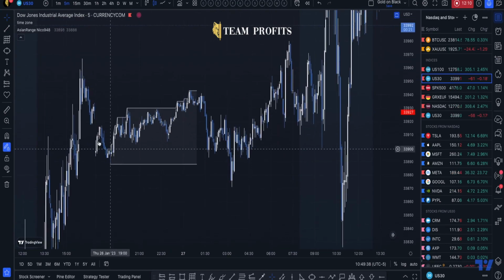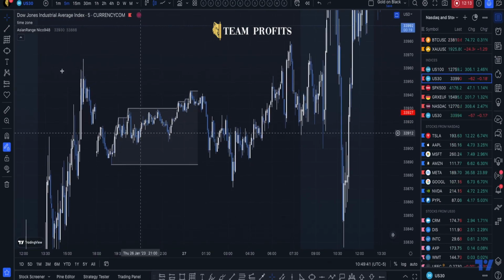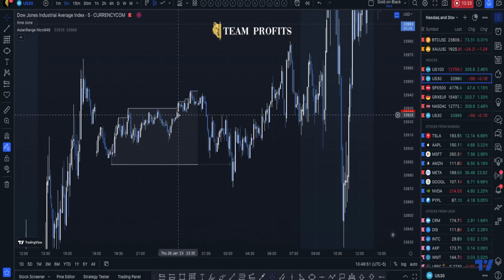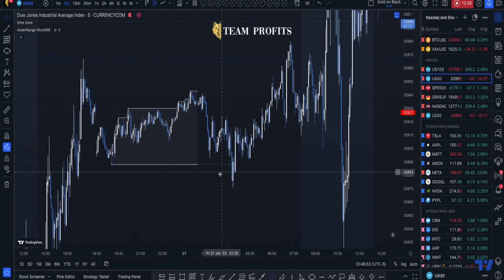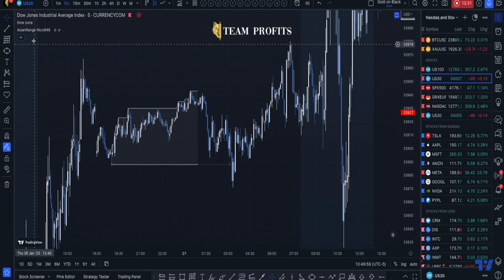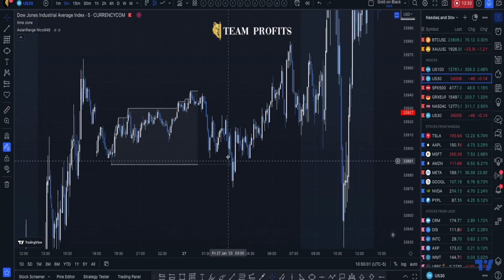Consolidation. You see, this day was more moving sideways. And again, look at what happened. London opens and it will either take liquidity. If you're trading London session, you can actually take this and trade it. If you know the market consolidated during Asian session, all you need to do is maybe use the indicator and wait for the market to try to sweep.